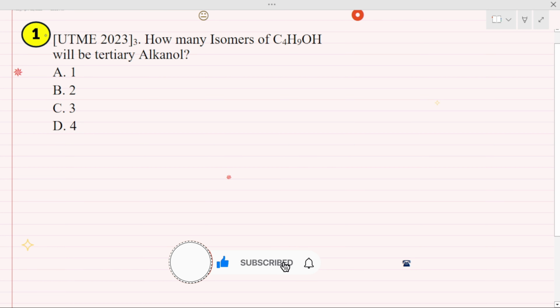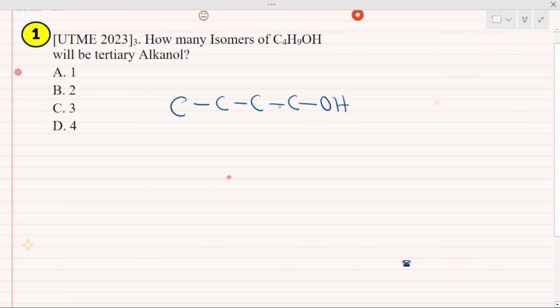How many isomers of C4H9OH will be tertiary alkanol? So let's quickly draw the structural formula. Carbon catenating with another carbon, so that we have 4 carbons, then join with OH, then we have hydrogen connected, hydrogen connected, hydrogen connected, hydrogen connected, hydrogen connected. So this one is what we call primary alkanol.